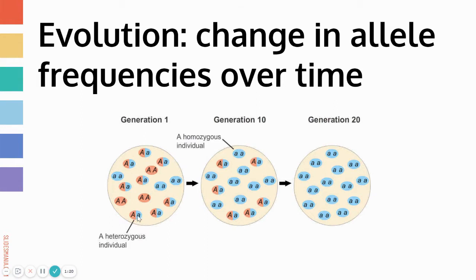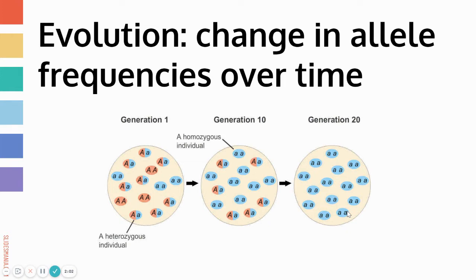So we've got big A's and little a's. Some people are heterozygous, some people are homozygous dominant, and some people are homozygous recessive. And over time, the gene pool might shift such that the individuals in that population have a different genetic makeup than the previous generations. So you can see that by generation 10, it looks like the proportion of homozygous dominant people or organisms is going down, whereas the proportion of homozygous recessive people is increasing. And by generation 20, the entire population is composed of only homozygous recessive people.